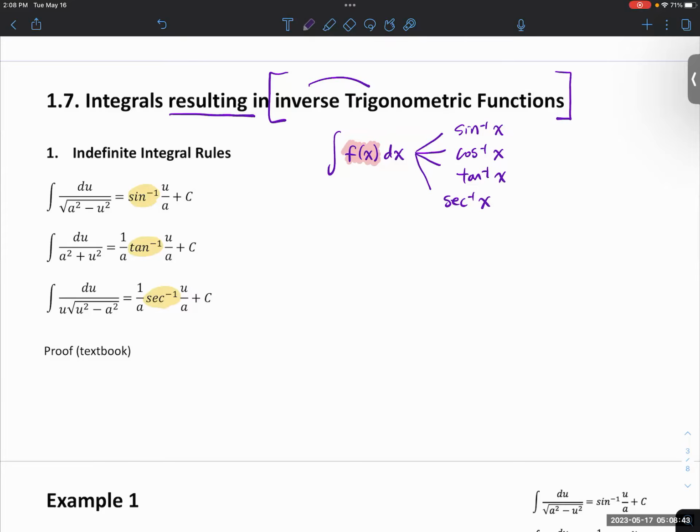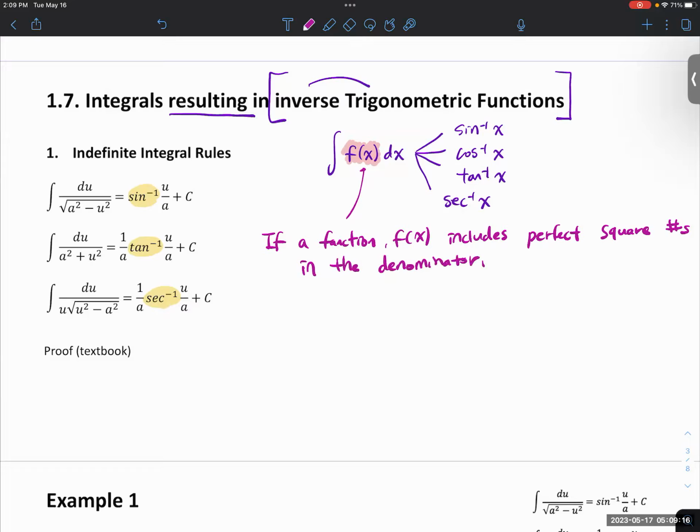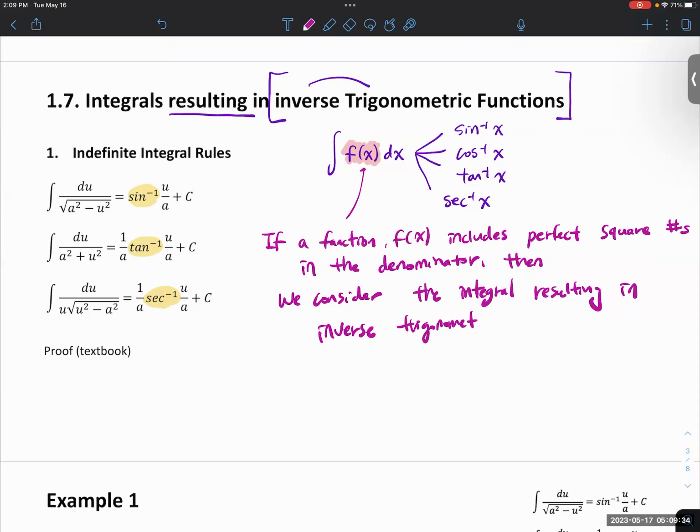And then here is the thing. I'm going to write one sentence. If a function includes perfect square numbers in the denominator, then we consider the integral resulting in inverse trigonometric function.